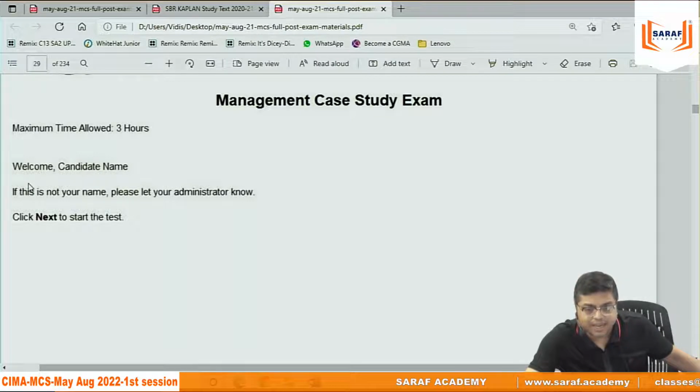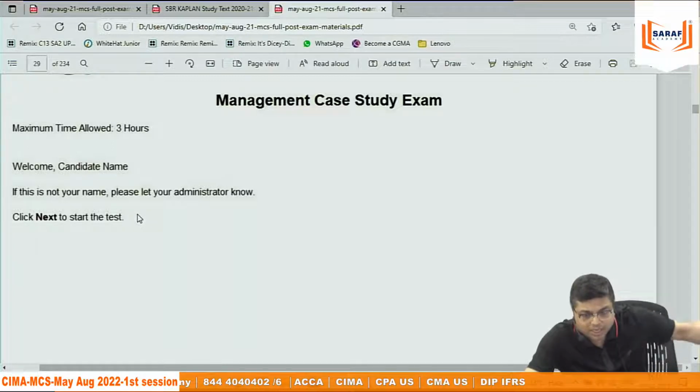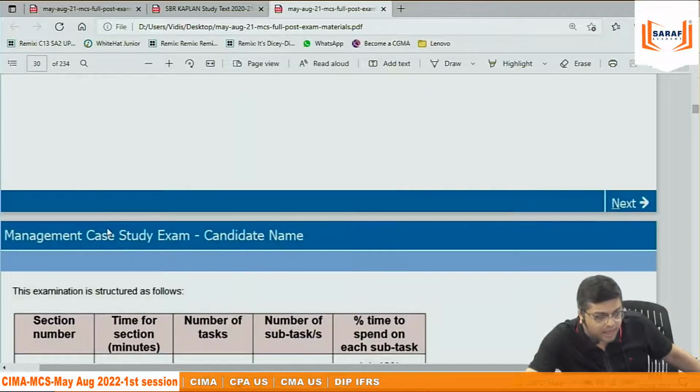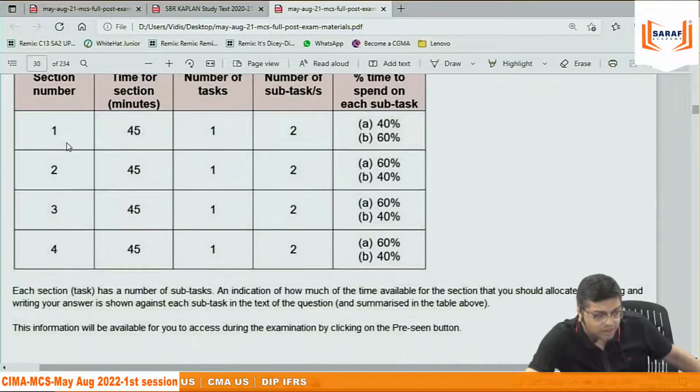3 hours exam. Your name here, candidate name, suppose it is Sahil, then it will be written Sahil Grewal. If this is not your name, please let the administrator know. If there is a spelling mistake or anything, you should not proceed. You should tell the invigilator that your name is wrongly written. If it is okay, click next. Next, this will come.